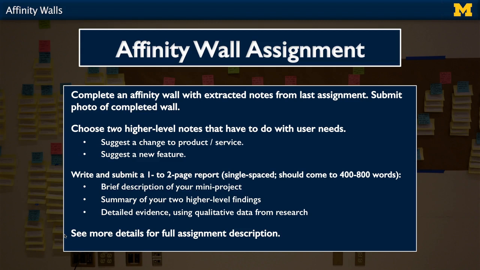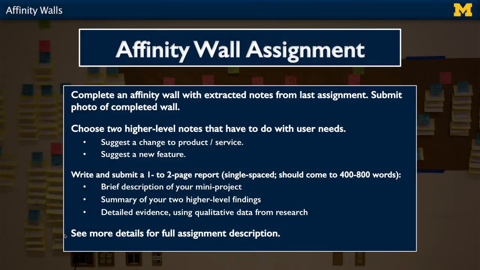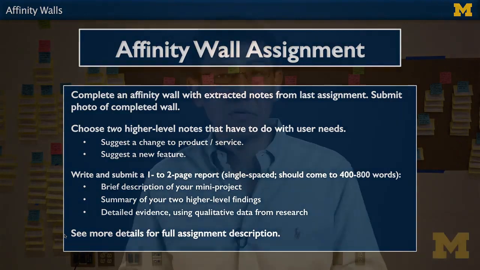I'd like you to write and submit a 1 to 2 page report about those 2 specific clusters. You should, of course, include an overview of your overall mini project, and then a summary of your 2 higher level findings, along with all of the detailed evidence for those higher level findings. What that really means is that you'll want to take the individual affinity nodes and somehow incorporate them into the description of that cluster. Please also see the more detailed assignment notes in the handouts, and otherwise, I'd like you to have fun, because in many ways, constructing the affinity wall is one of the most fun parts of doing a user needs assessment.